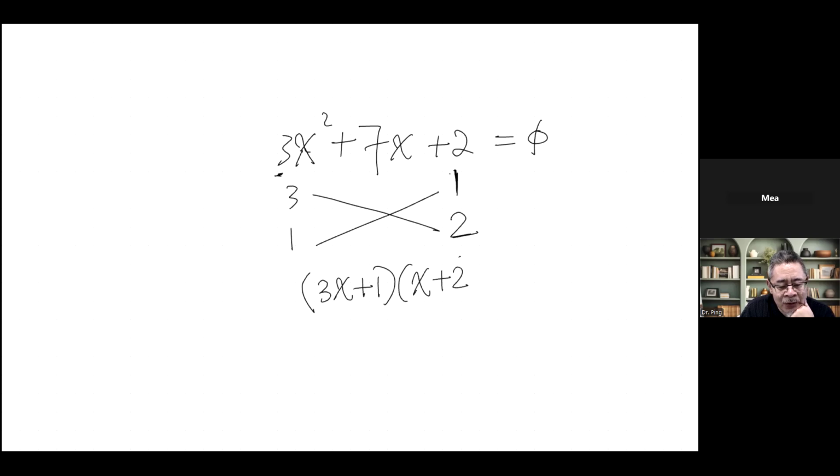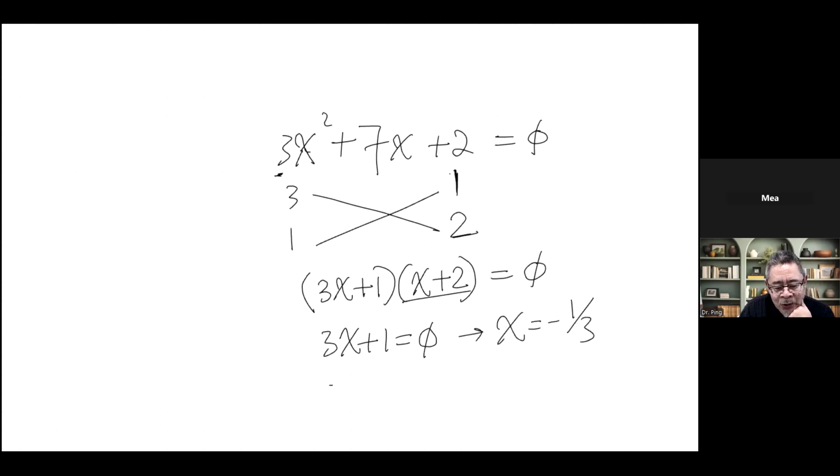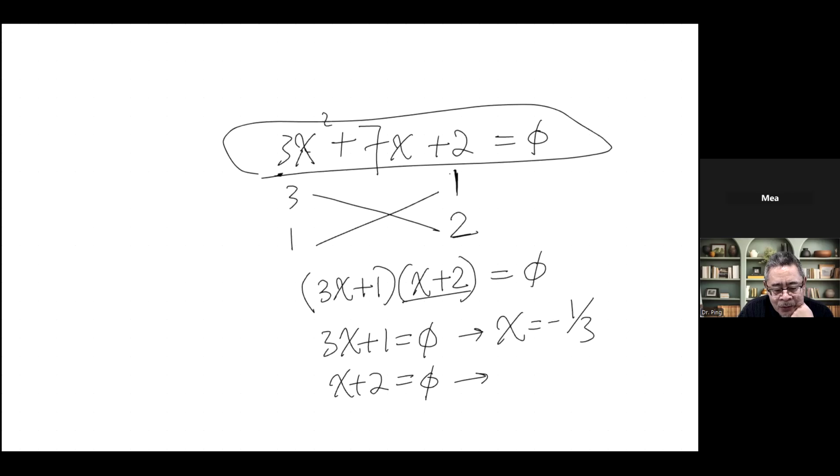So therefore, we could have 3x plus 1 equal to 0, and that gives us x is -1/3. And the other one is x plus 2 equal to 0. Remember, we're just talking about all the possible solutions to this equation. So x could be -1/3, or x could be -2. So our answer is -2, -1/3.